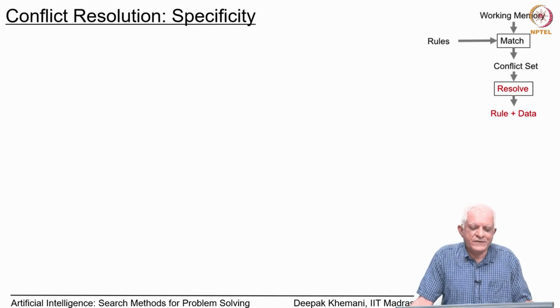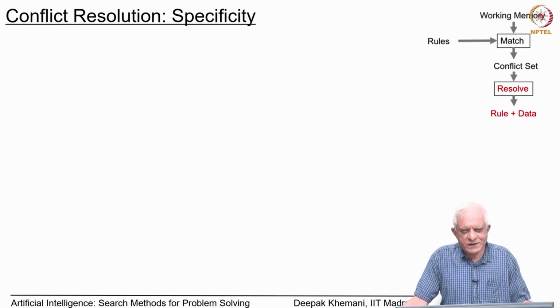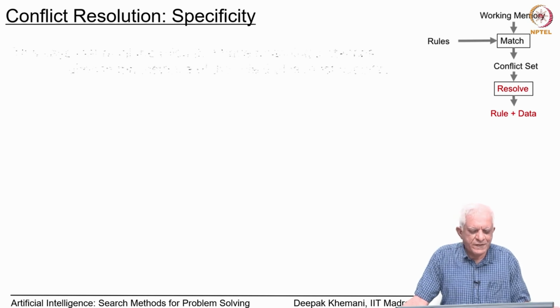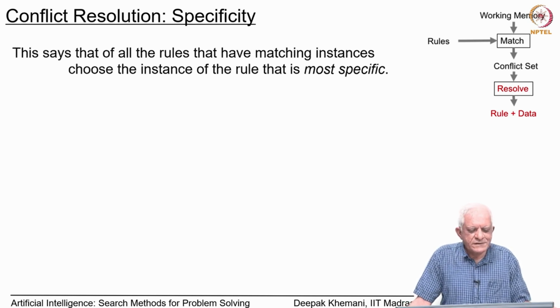Coming to OPS5, OPS5 has two very interesting conflict resolution strategies. One of them is called specificity. This says that of all the rules that have matching instances, choose the instance of the rule that is most specific essentially.